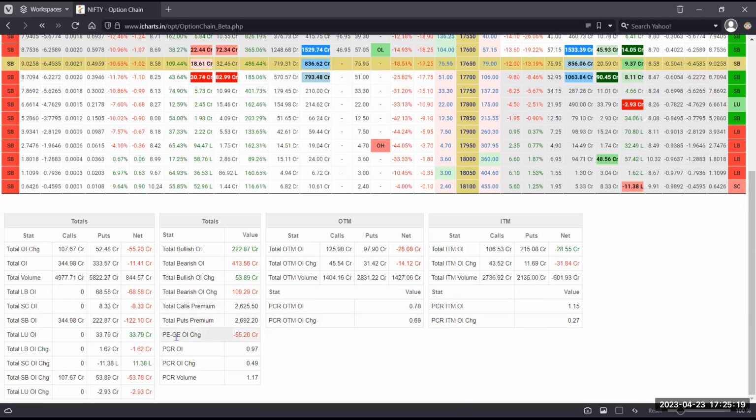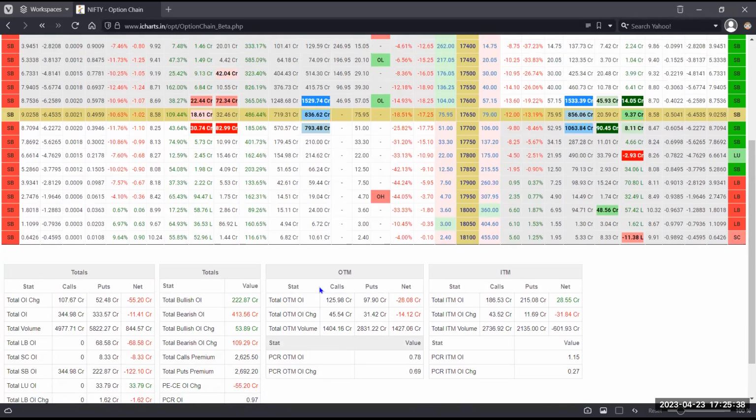Now this is the standard again. This and this are the same, PCOI change. This is again PCOI change, and this is PCR of OI, PCR of OI change, PCR of volume. So the net of all these strikes, all the PCR is available here.